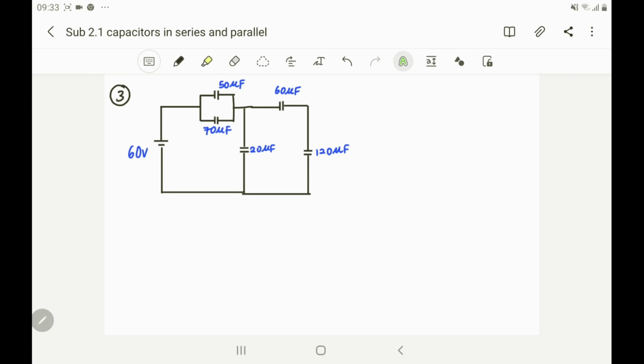Okay, so I want to advise you, if you have this type of question, first of all, you must label all the capacitors in the circuit as C1, C2, C3 and so on. I prefer to label all the capacitors before I start my calculation, so it's easier for me to recognize that the calculation is for C1 or C2 or C3. So this is C1 and this is C2, and I want to put this as C3, this as C4 and this is C5.